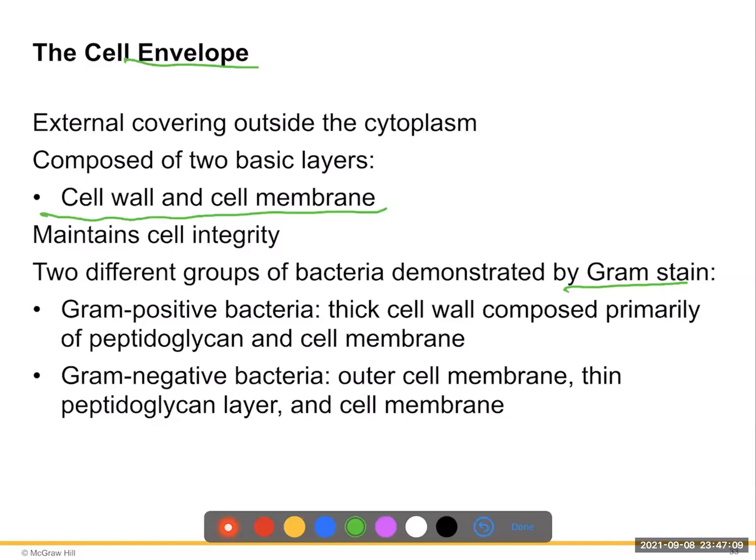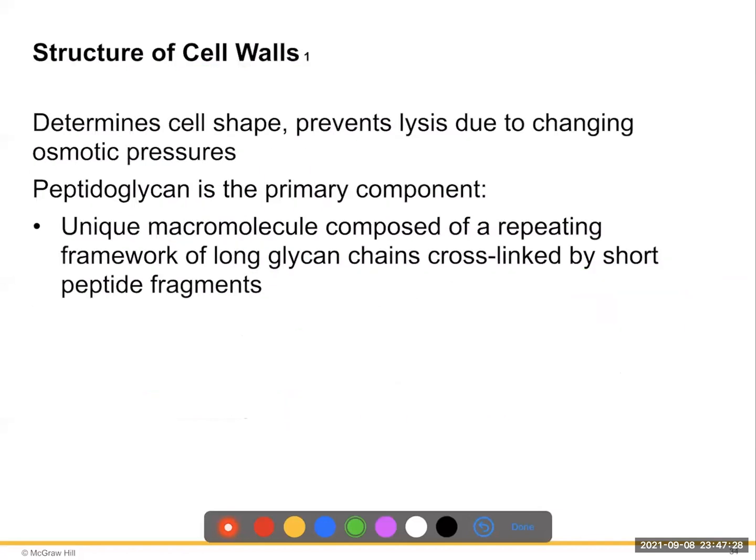So gram-positive bacteria have a thick cell wall composed primarily of peptidoglycan and a cell membrane. Gram-negative bacteria have an outer cell membrane, but a thin peptidoglycan layer and cell membrane, so a thin cell wall. So the cell wall that binds bacteria determines the cell shape, prevents lysis due to change in osmotic pressure.